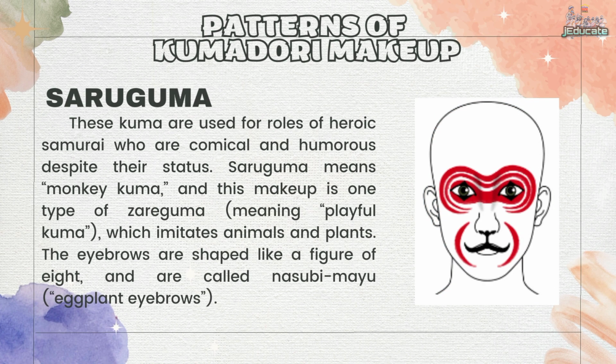Saraguma. These kuma are used for roles of heroic samurai who are comical and humorous despite their status. Saraguma means monkey kuma, and this makeup is one type of zaraguma, meaning playful kuma, which imitates animals and plants. The eyebrows are shaped like a figure of 8, and are called nasubi mayu, eggplant eyebrows.